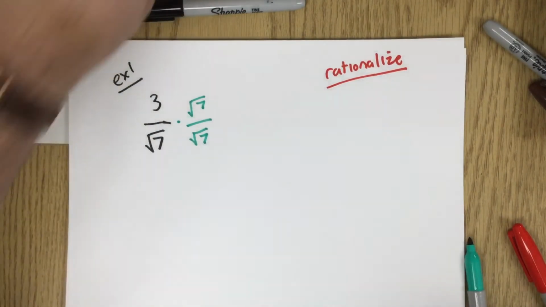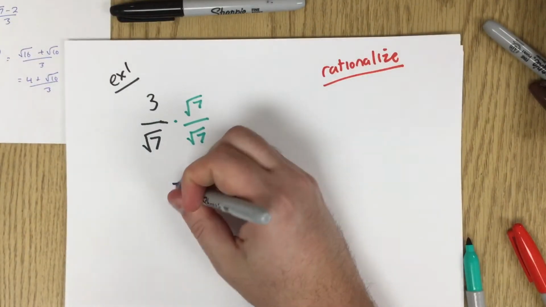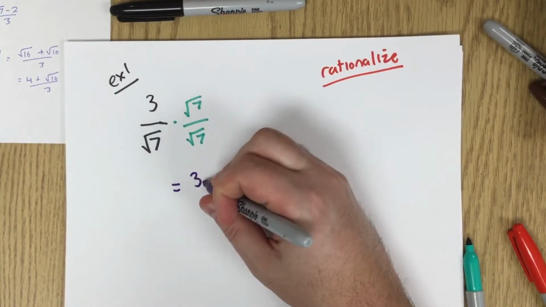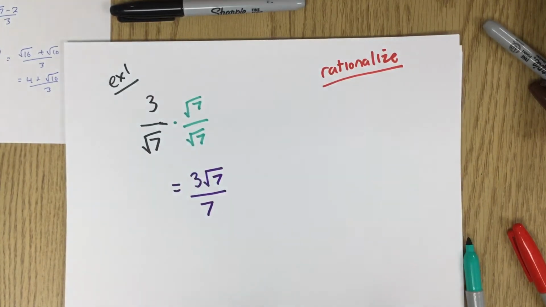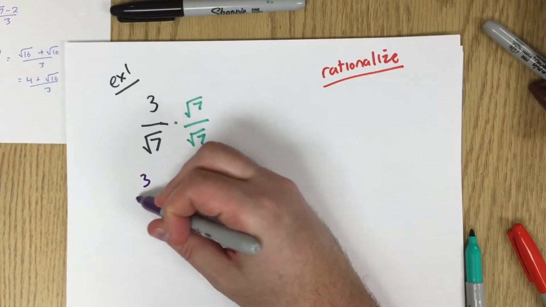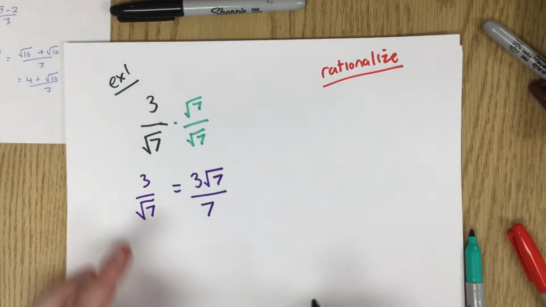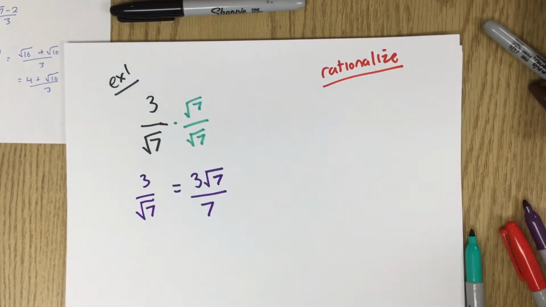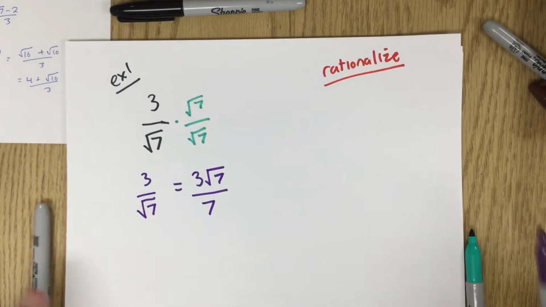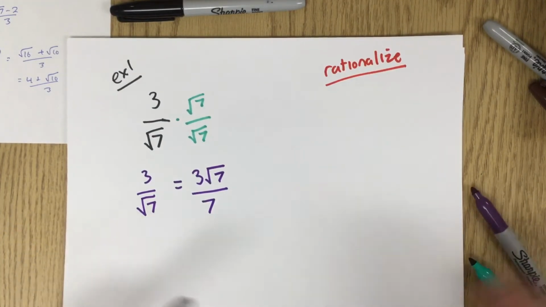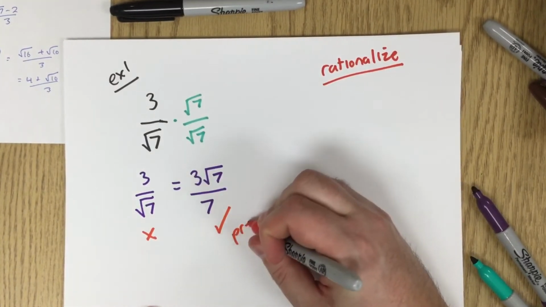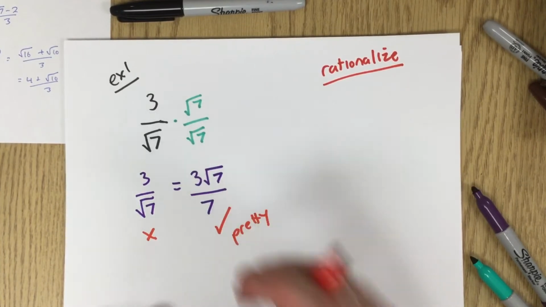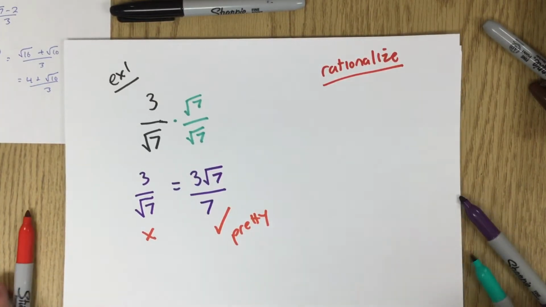So what does that give us? On the top we end up with 3 root 7, and root 7 times root 7 is just 7. And that's the right answer. So 3 over root 7 is the same thing as 3 root 7 over 7. This over here is the bad one, because there's a radical on the bottom, and this one is nice and pretty because we have a radical, but the radical is on the top.